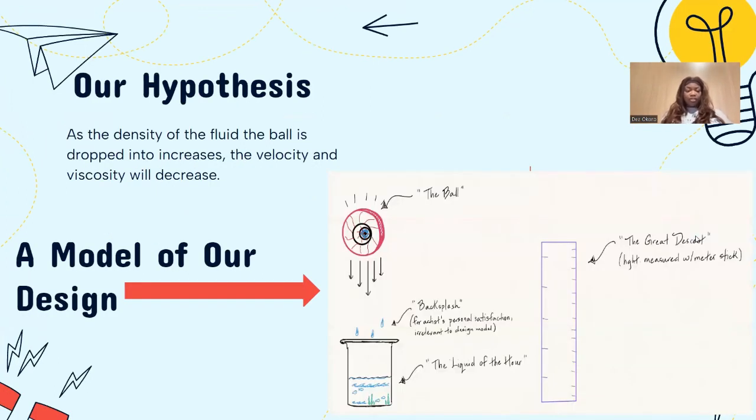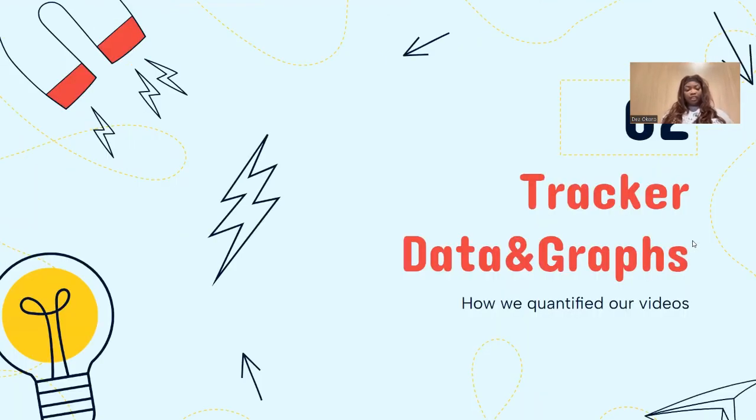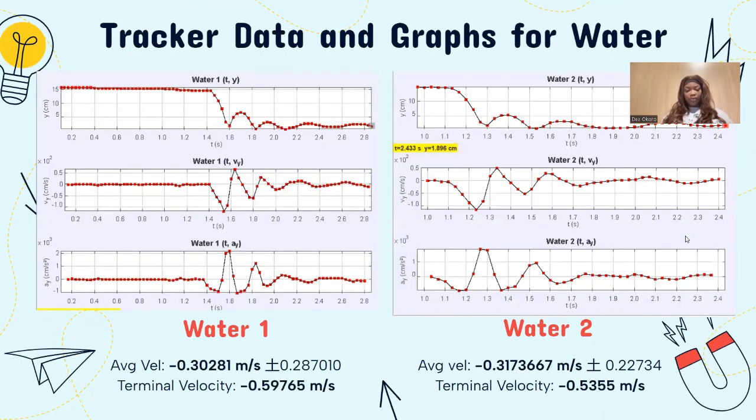And for our hypothesis, we said that as the density of the fluid the ball is dropped into increases, the velocity and viscosity would decrease. And then our model shows the ball dropping into the liquid, and then the way that we measured it using the ruler.